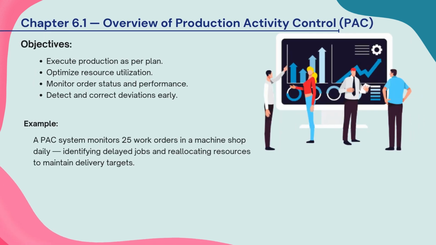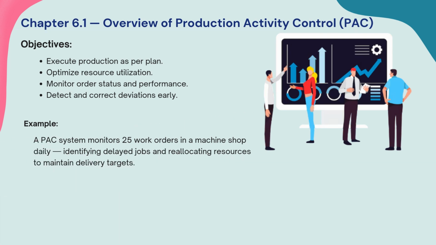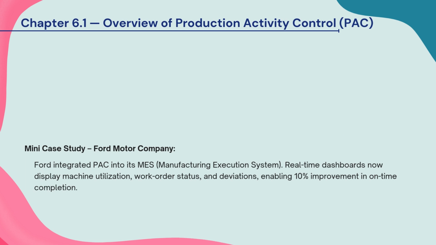This slide covers the key objectives of Production Activity Control. PAC ensures production happens as planned, resources are used efficiently, and every work order is monitored closely. It helps detect delays early so corrections can be made quickly. For example, a PAC system tracks multiple work orders daily and reallocates resources whenever a job is running late to protect delivery timelines.